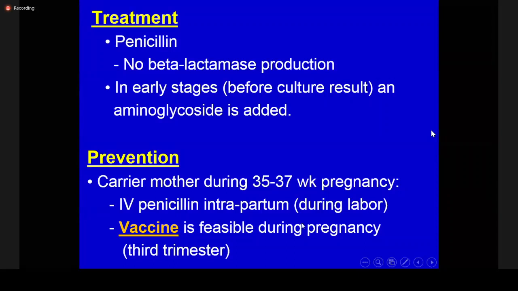A vaccine is also possible during pregnancy, especially in the third trimester. Third trimester means the last three months. Pregnancy is nine months, divided into first, second, and third trimester, three months each. So the vaccine can be given in the third trimester of pregnancy, just to prevent the spread of this microorganism to the newborn baby. The vaccine will produce IgG antibodies, and the IgG will be transferred to the fetus, as you know, and the fetus will be protected after birth.